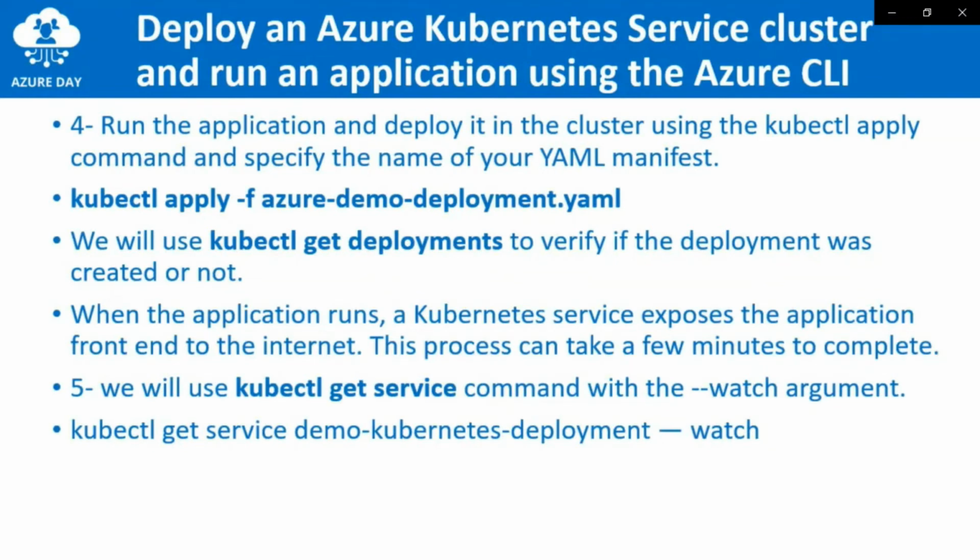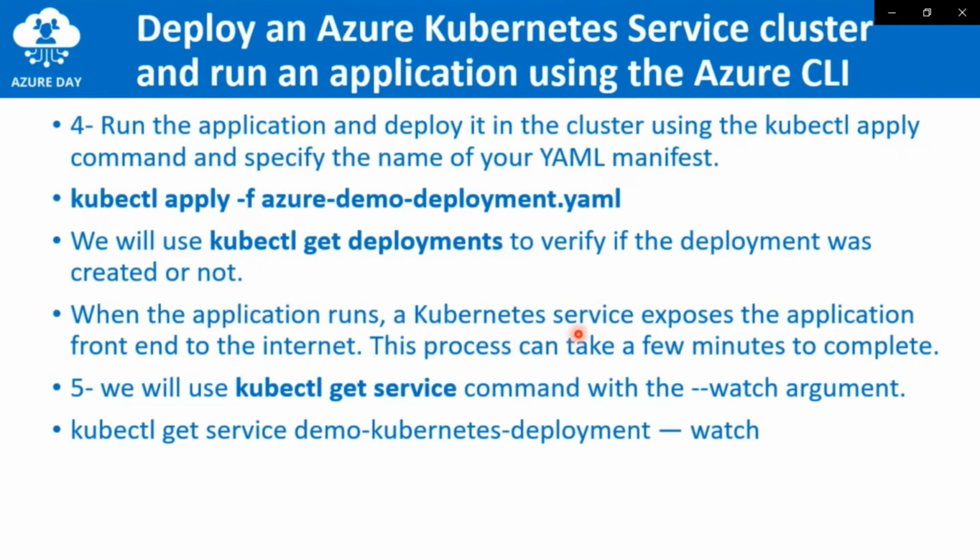And after, we will run the application and deploy it in the cluster. We will use kubectl apply for that. We will see after how we can call the name of your YAML manifest in this way. So kubectl apply, Azure demo deployment YAML is the file that we created before, and we will use kubectl get deployment to check if the deployment was created or not.